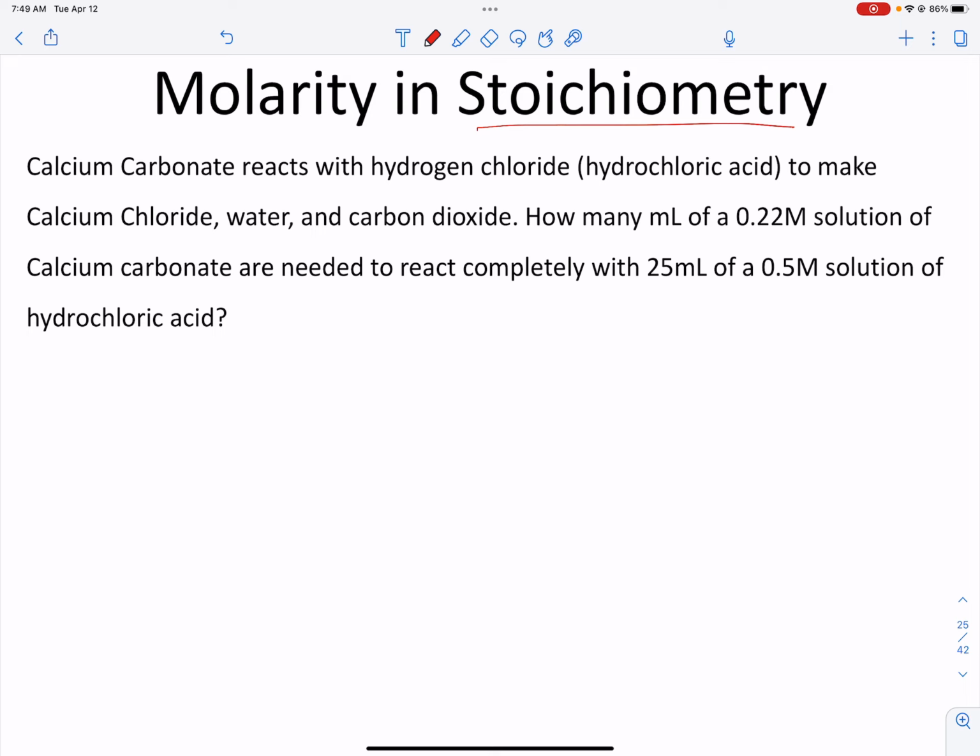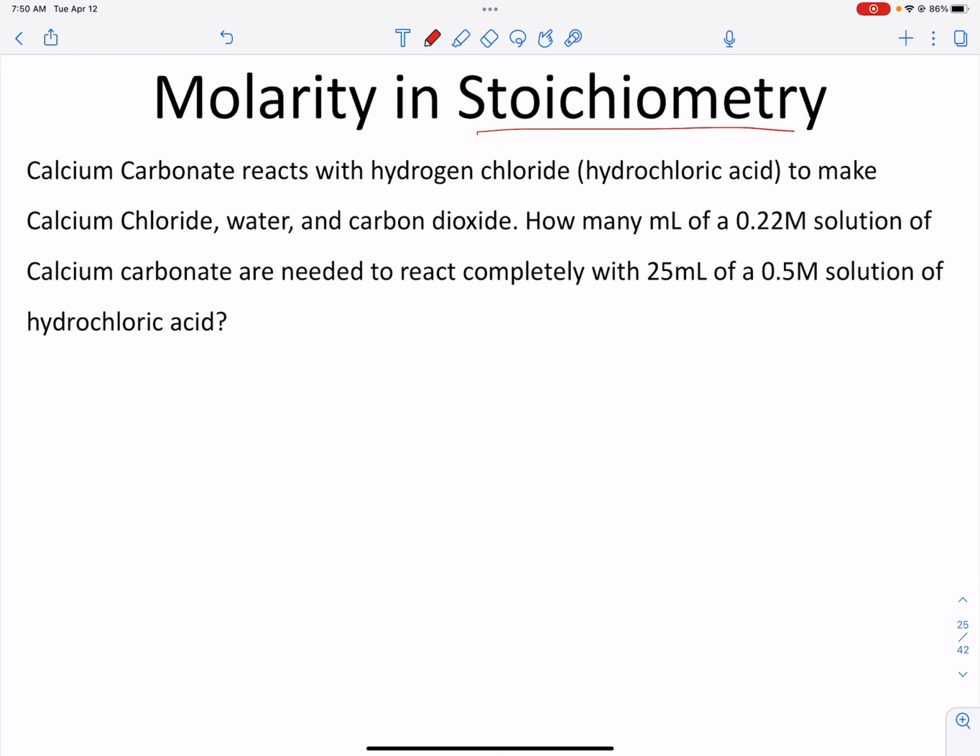So calcium carbonate, let's read the problem, reacts with hydrogen chloride, which is hydrochloric acid, to make calcium chloride, water, and carbon dioxide. How many milliliters, so this is what we're trying to find, of a 0.22 M, which I will read as 0.22 molar, solution of calcium carbonate are needed to react completely with 25 milliliters of a 0.5 molar solution of hydrochloric acid. All right, so we have a solution of calcium carbonate, we have a solution of hydrochloric acid, they're going to react. We know the volume of our hydrochloric acid solution, but we want to say how many milliliters of our other solution do we need to get the right reaction. So the first thing, if I give you a problem like this, step 1 is write a balanced reaction.